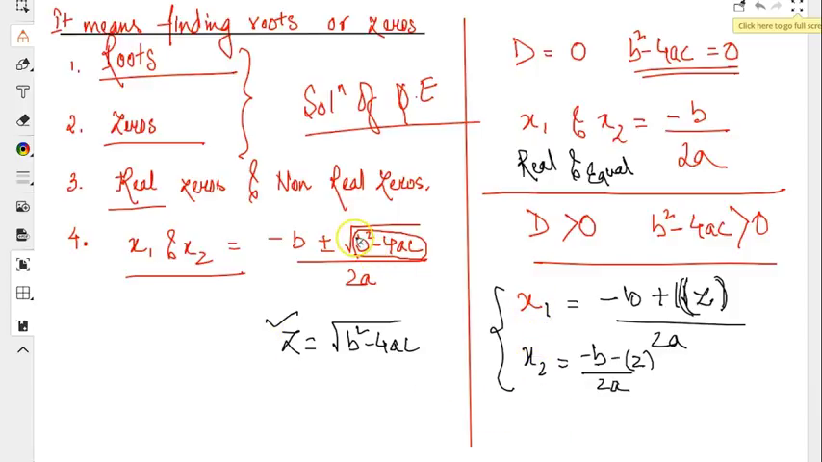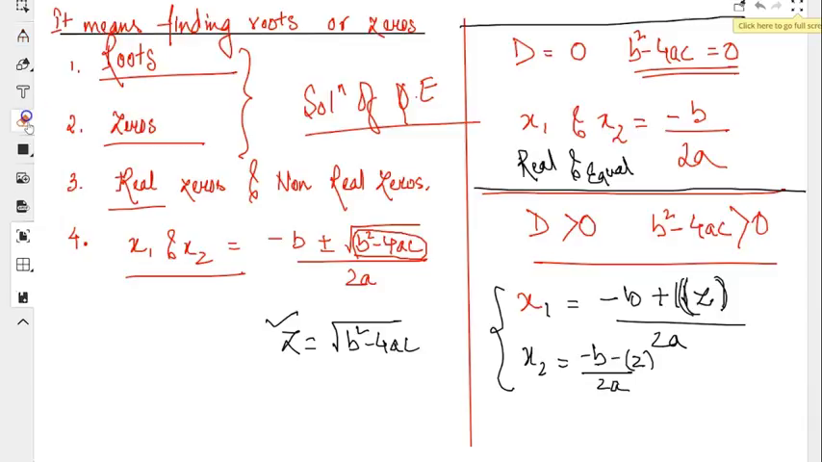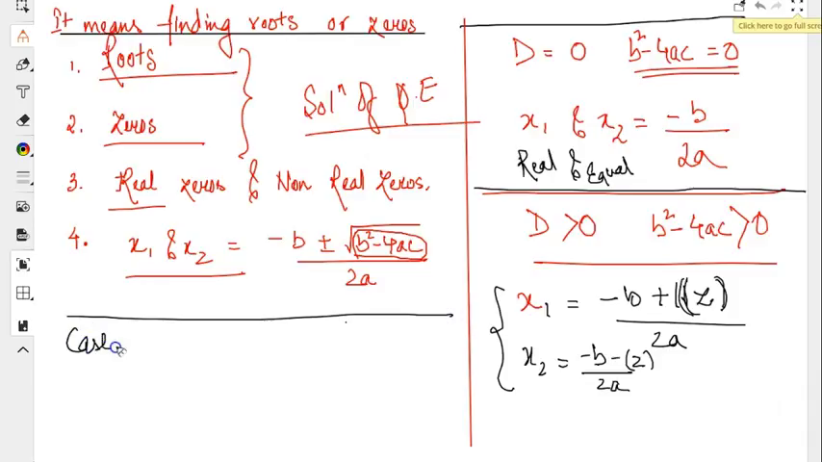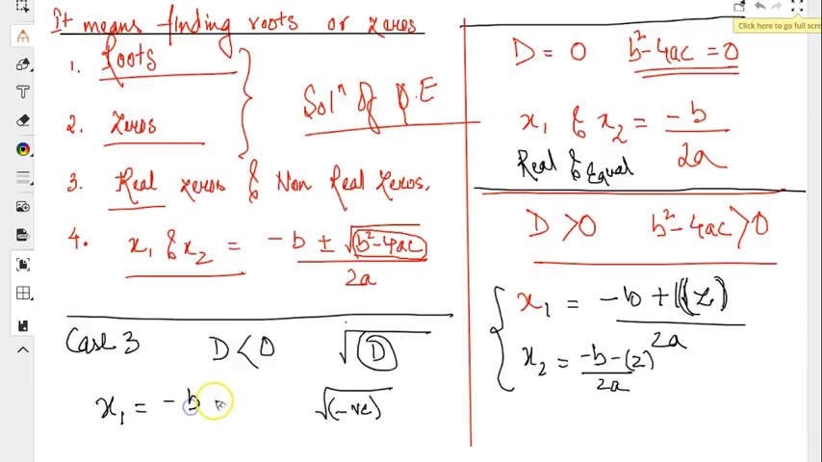Now, what if this d, so this is my case 2? So case 1, case 2, and let me go for case 3 now. Case 3 means, suppose my d is less than 0. That means the square root of something becomes imaginary. If I have a negative number, this becomes imaginary. That means now my roots will be minus b plus minus something imaginary, and this as a whole will be known as complex roots.